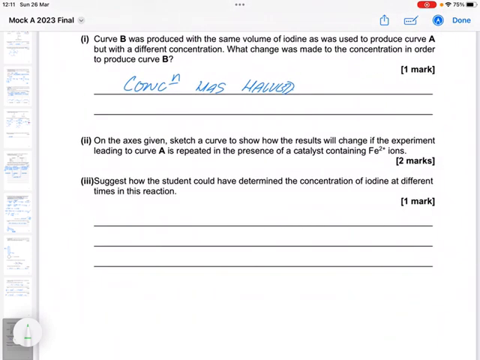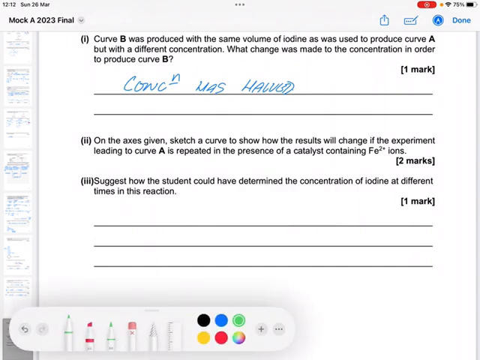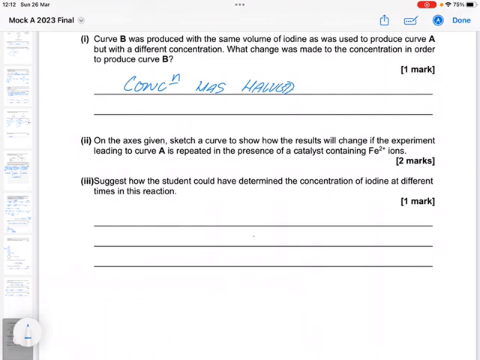And then part 3, suggest how the student could have determined the concentration of iodine at different times during the reaction. The easiest one is by colorimetry. Remember, iodine is brown in aqueous solution, so the browner it is, the more concentrated it's going to be. And of course, you do a calibration experiment for that first. So by colorimetry, or you could talk about quenching and then titrating with thiosulfate.